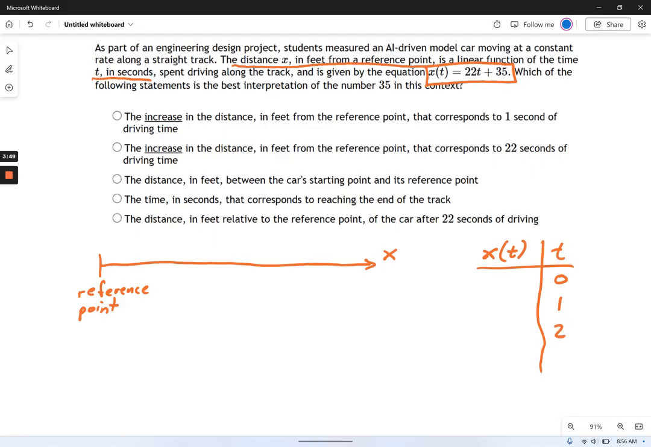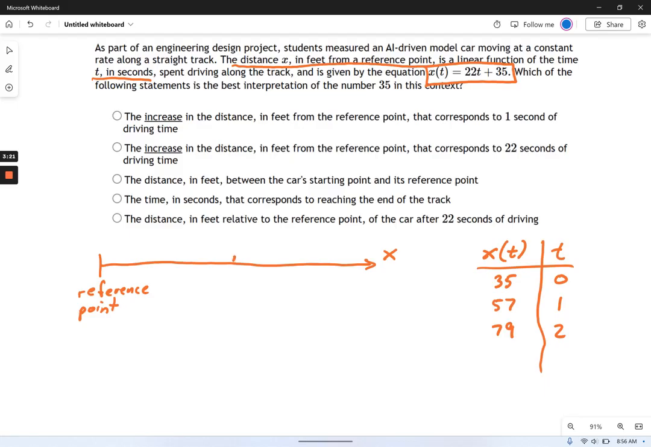So if I plug 0 into my equation, look what's going to happen. 22 times 0 is 0, and then I have plus 35. So I just get 35. Okay. If I plug in 1, 22 times 1 is 22, plus 35. I get 57. Plug in 2, 22 times 2 is 44, plus 35. You get 79. Okay, so this is telling you the x distance from our reference point at all these different values of time. You can see the car is just driving along.